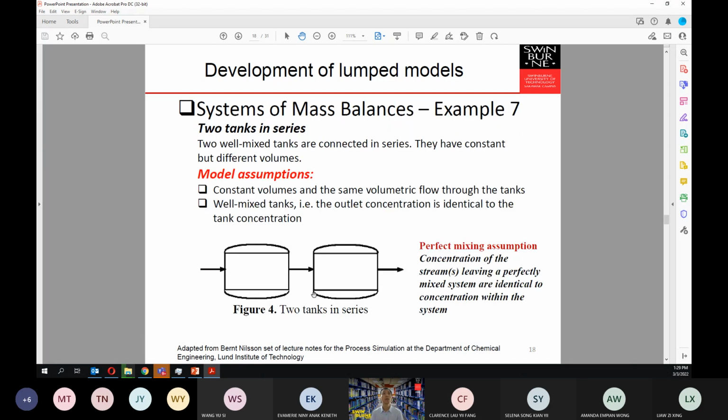Okay. Now the system of mass balances. Example 7: two tanks in series. Two well-mixed tanks are connected in series. They have constant but different volumes. So you have two tanks now, the first tank and the second tank. You have the constant volumes, and you have the well-mixed tanks. Okay. And all the assumptions are the same.